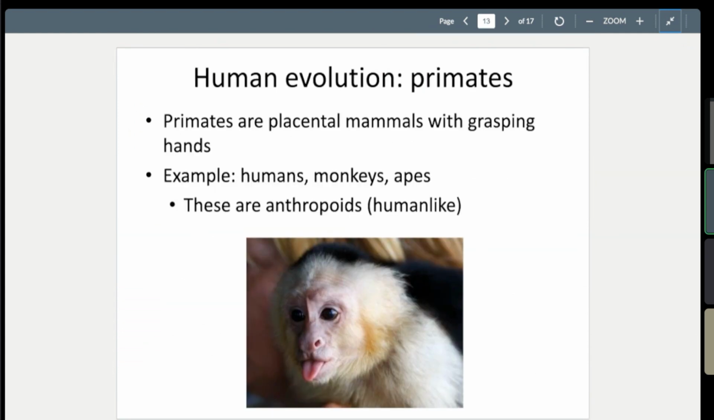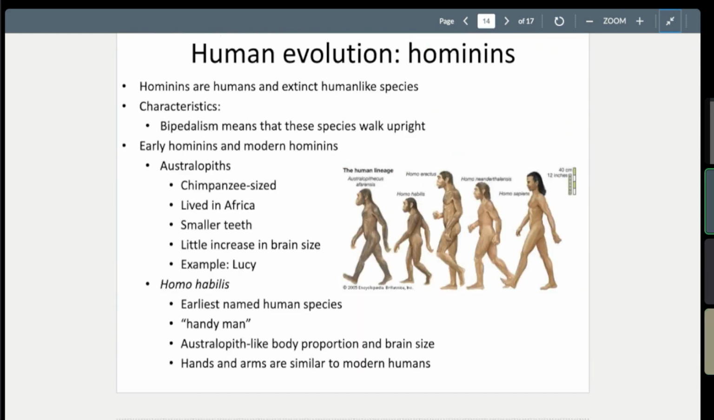So you have human evolution. These are primates. Primates are placental animals with grasping hands, so we have opposable thumbs and everything. Examples are humans, monkeys, and apes, and these are anthropoids. They're human-like. So for human evolution, we start with hominins. Hominins are humans and extinct human-like species. Our characteristic is going to be bipedalism, which means that we can walk upright, using two feet, like on a bike.